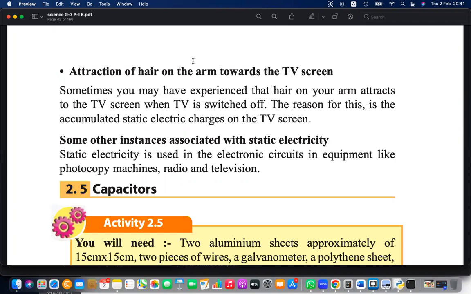Because there is accumulated static electricity charge on the TV screen.